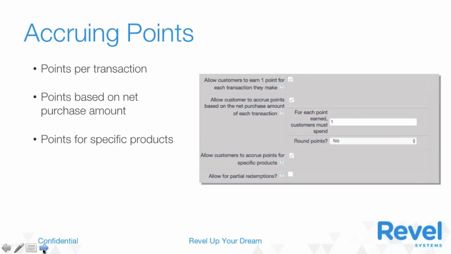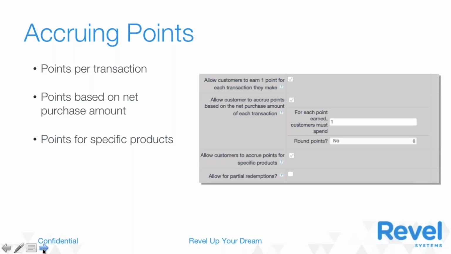So to get into those basics once again, accruing points, what you're seeing here are the options that you can work with support to set up your loyalty and rewards program. There are 3 ways that your customers can accrue points. The first option you see there is 1 point per transaction. The second option is accruing points based on the net purchase amount. And you can designate that correlation.